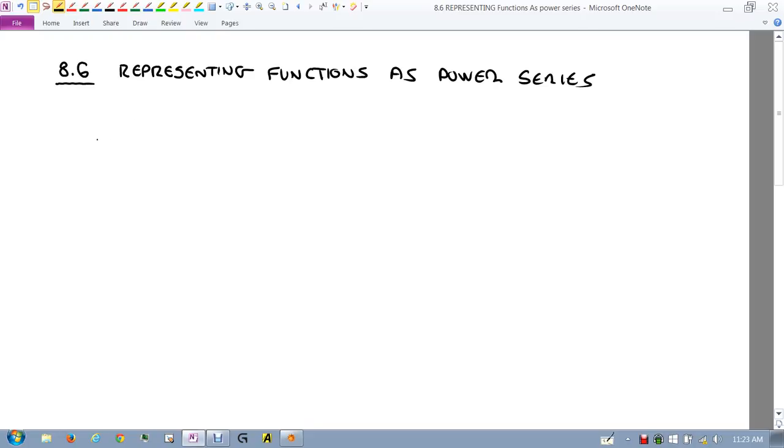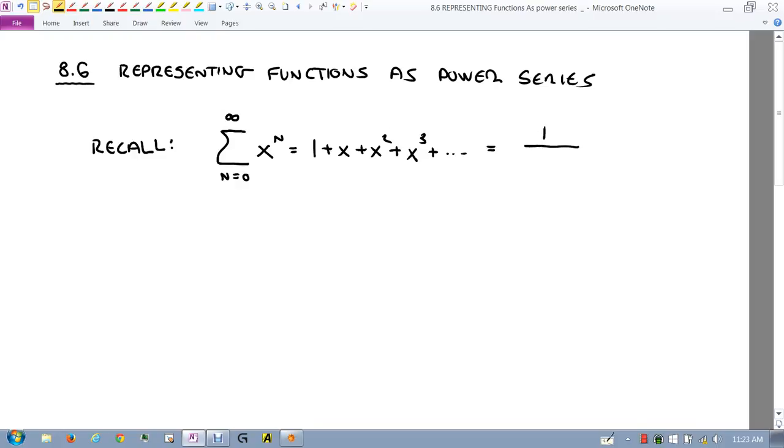Well, before I proceed, I'm just going to have you recall. We're going to rely heavily on this as we start. Remember that the sum n equals 0 to infinity of x to the n, which was 1 plus x plus x squared plus x cubed plus dot, dot, dot, was equal to 1 over 1 minus x if the absolute value of x was less than 1. That was the geometric series that we did just a little while ago, right? Just remember that.